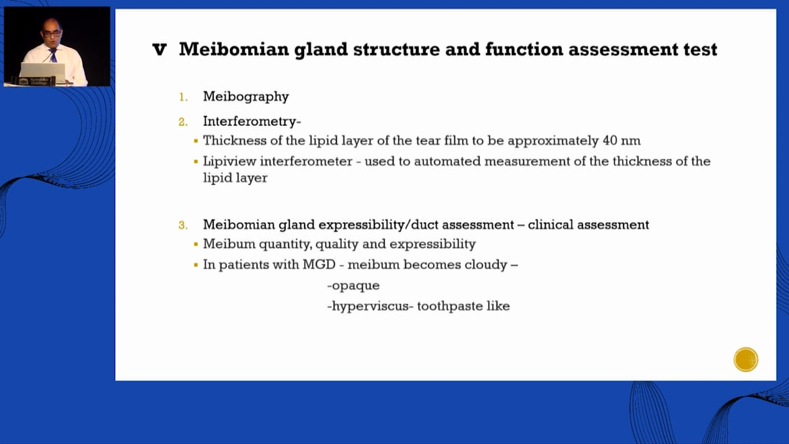And although it's a more clinical assessment of the meibomian gland through the slit lamp, accessibility and the duct assessment is very important, and is also classified as an investigation. We have to check the eyelids, just press and see whether the ducts are open and easily accessible. And if the meibum is cloudy, opaque, or hyperviscous, like toothpaste, then there's a problem with the meibomian glands, and this is associated with dry eye.